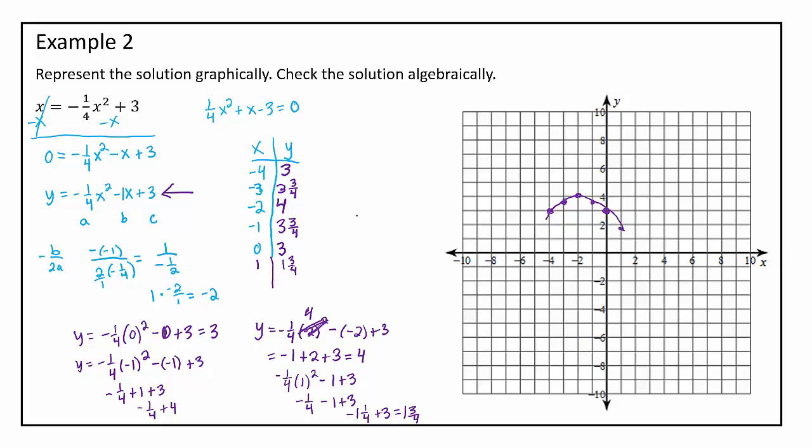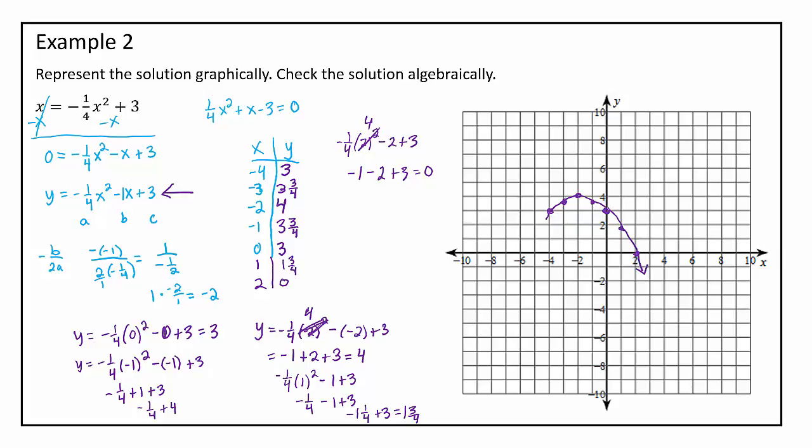So we are getting closer to the x-axis. 1 is at 1 3/4. So maybe 2 will work. Let's hope 2 works. Otherwise, we're going to be plugging in all day. Negative 1/4 times 2 squared minus 2 plus 3. So this is 4. They cancel and leave me with negative 1. And this does give me 0. So when I plugged in 2, I got 0. That's one of our answers.